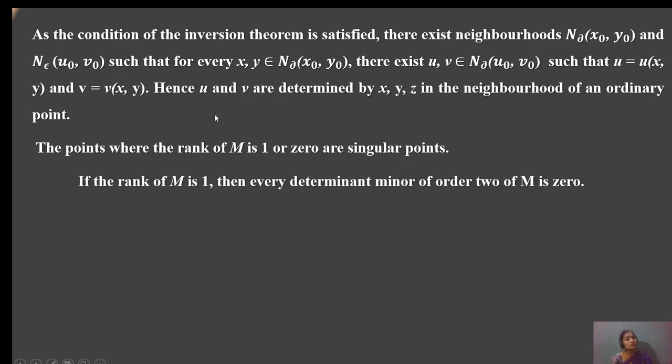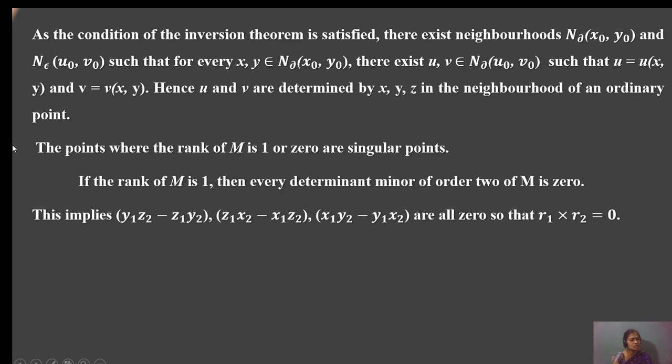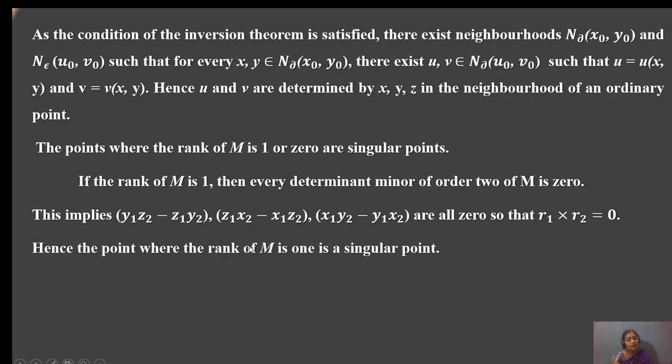Now, if the rank is 2, it is directly an ordinary point. If the rank of matrix M is 1, then every determinant of a minor of order 2 of M is 0. This implies y1 z2 − z1 y2 and all these terms are 0, so that r1 × r2 equals 0. This follows from the inversion theorem. Hence the points where the rank of M is 1 are singular.